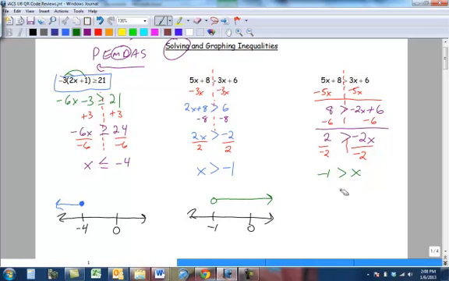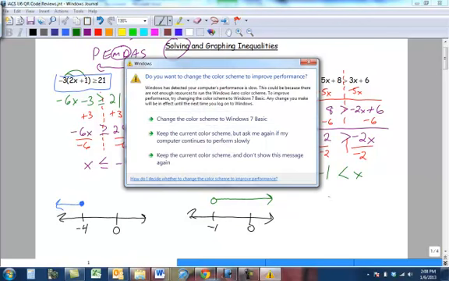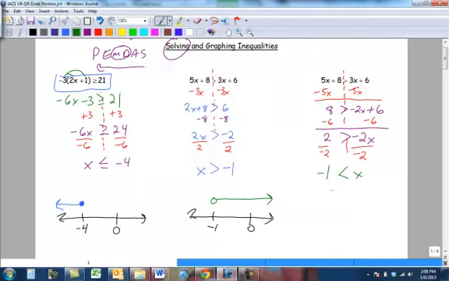This is why if you multiply or divide by a negative number, you have to switch the symbol, so that no matter which way we solve it, we always get the same right answer. All right. If you multiply or divide by a positive, you leave it alone. If you multiply or divide by a negative number, you have to switch the symbol.